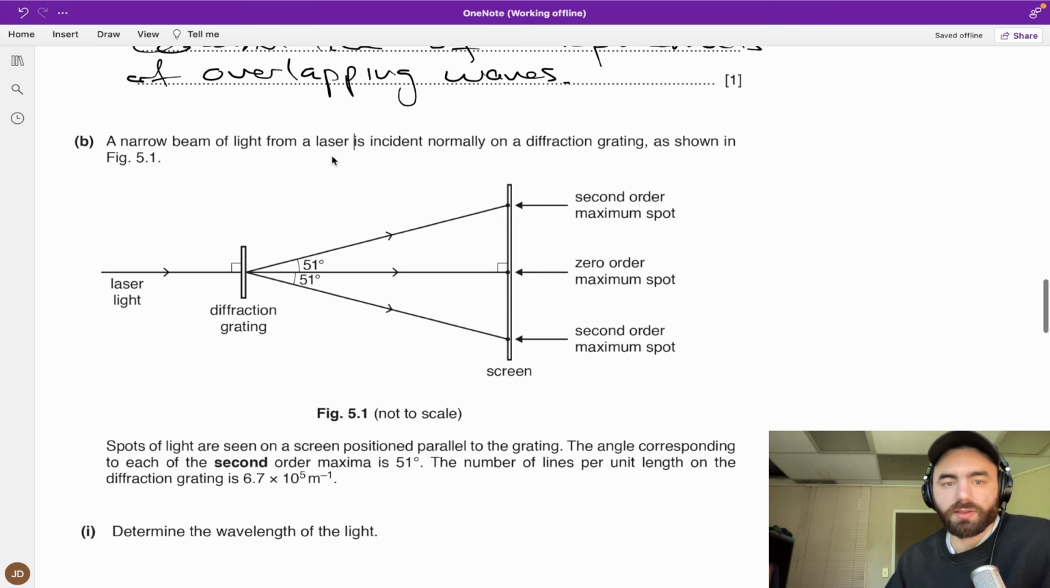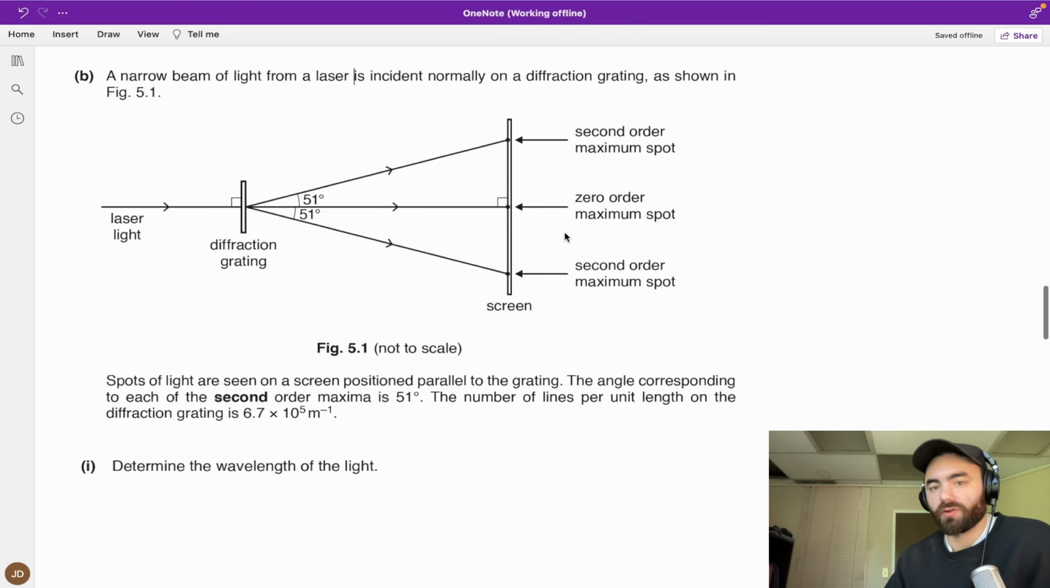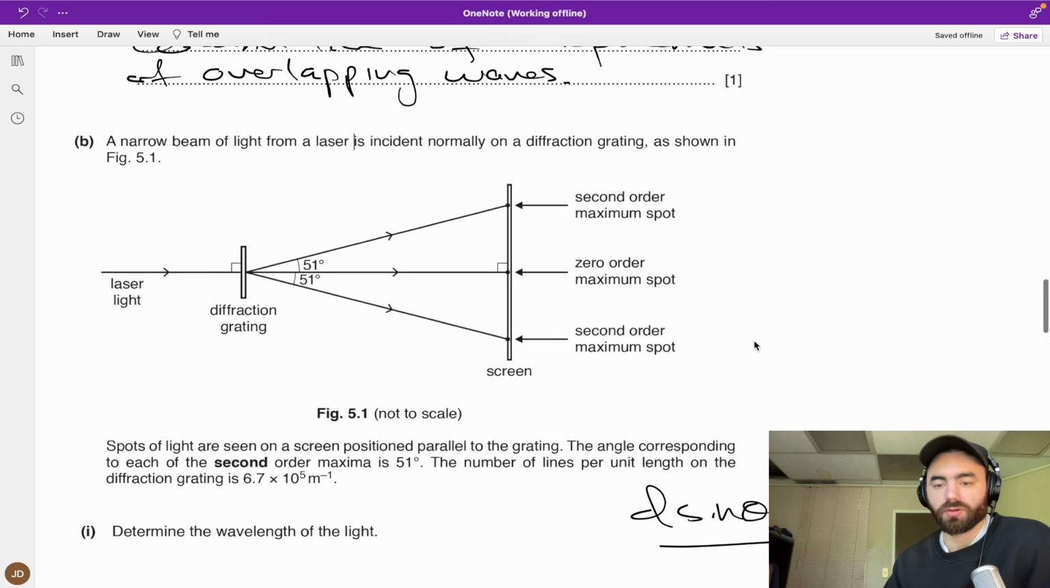A narrow beam of laser light is incident normal to the diffraction grating as shown. A diffraction grating is the same as two slits, but it's a bunch of slits, heaps of them. If you look on my worksheet, I have diagrams. When the light comes through, it's diffracting into a bunch of waves, but they're still interfering, and they'll interfere in a way to produce maximums and minimums on the screen. This is the equation that we're interested in now: d sine theta equals n lambda, second equation.